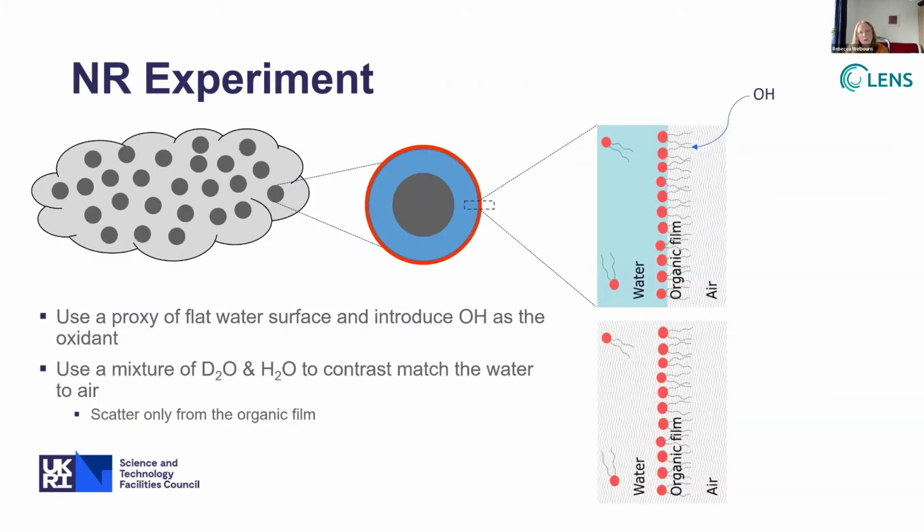So how do we turn this into an experiment? Well, if we go back to the model of our aerosol particle, we're going to look at this outer interface, the interface between the water, our organic film and air. And we use a flat surface to model this behavior. And then we can introduce an oxidant species to see how it affects the film with time. And in this case, we're going to introduce OH, which is a very common and important atmospheric species.